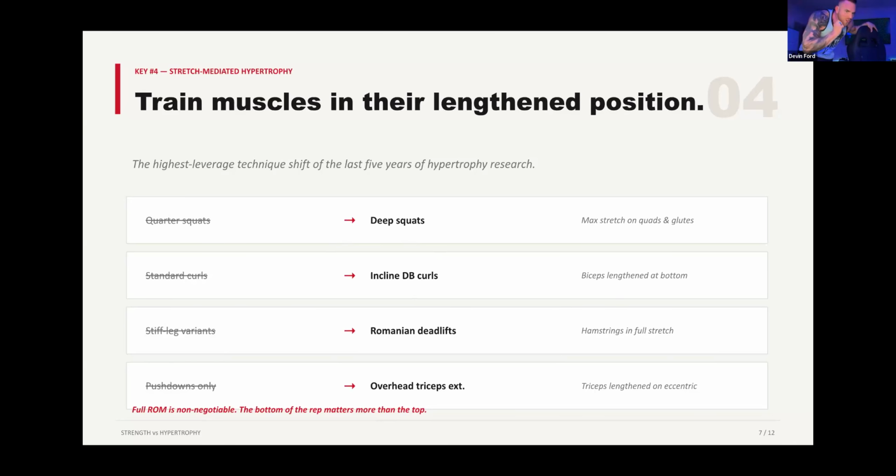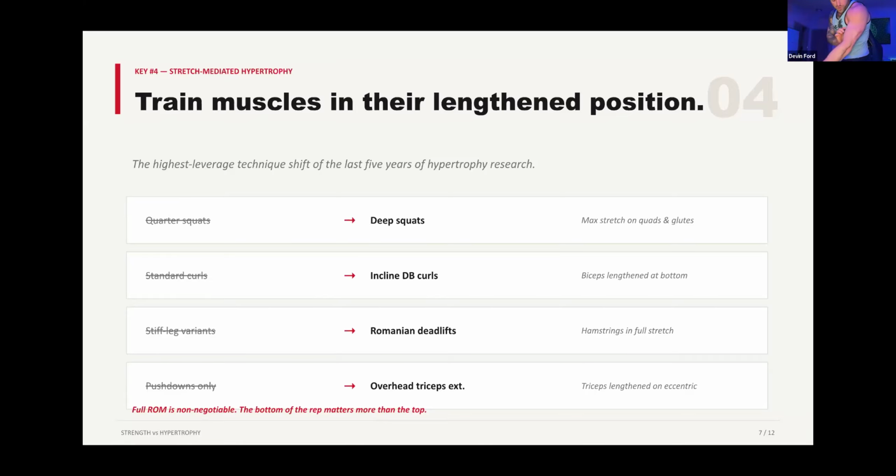So let's say I'm doing a regular curl. I'm going to use the non-tattoo arm. So from here to here, this is where the bicep is stretching, the down position. This is the bicep stretching. This is regular range of motion.